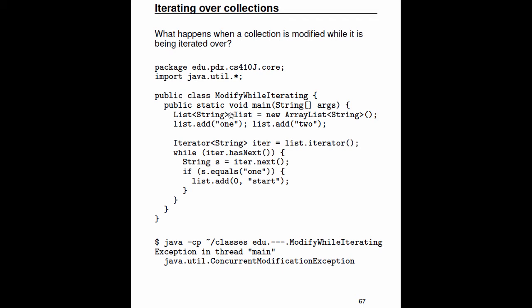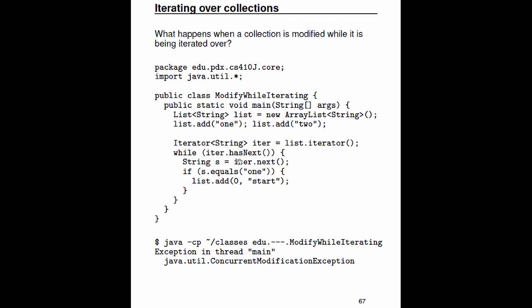Okay, here I have a list of strings that contains 1 and 2. I'm going to get an iterator over that list. Note here that the iterator for a list of strings returns an iterator of strings. I'm going to iterate over that iterator, and then I'm going to get the next element from that iterator. And here again, because iterator is strongly typed as an iterator of strings, the next method doesn't return just any old object, it returns a string.